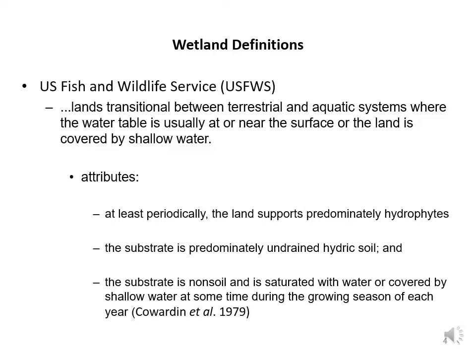There are three basic attributes here. At least periodically, the land supports predominantly hydrophytes, and these hydrophytes are the plants that love water or that adapt to water, or plants that can grow in water, hydrophytic plants. The substrata is predominantly undrained hydric soils, the soils which are always wet. They are saturated in water, or seasonally saturated in water, or periodically saturated in water. And the substrata is non-soil and is saturated with water or covered by shallow water at some time during the growing season of each year.